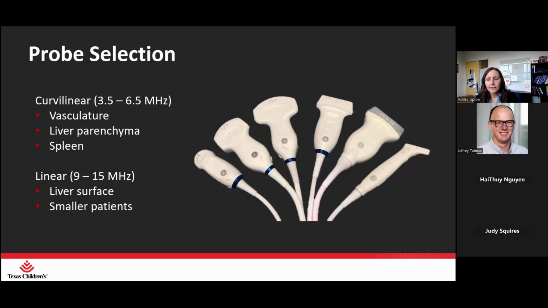For the liver surface or for smaller patients, the linear probe should be used. For an infant, you may be able to do the entire exam with a linear probe if they're small enough. And for the liver surface, no matter the patient's age, if their body habitus allows, always try to use the linear probe to evaluate for surface nodularity.